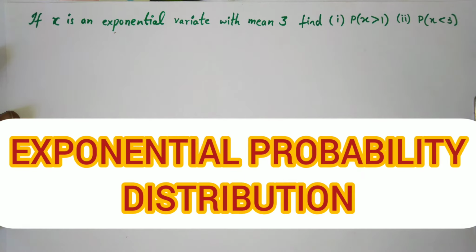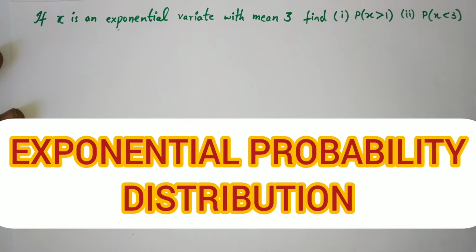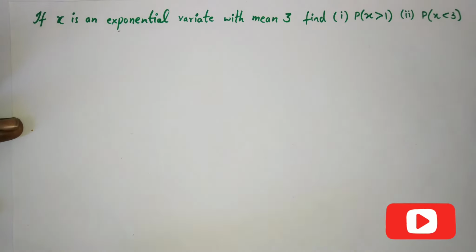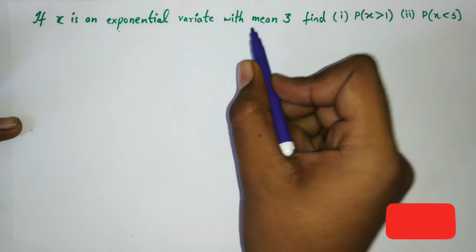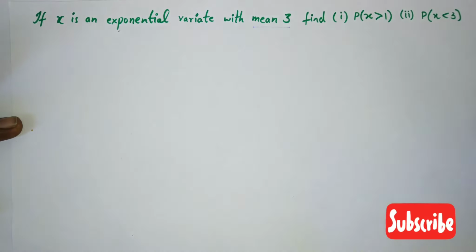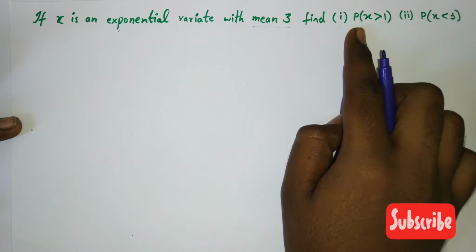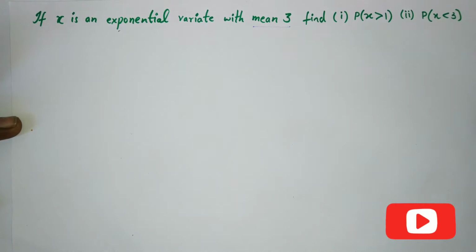Hello guys, in this video we'll be discussing the exponential probability distribution. First we'll take up one example. The example is: if x is an exponential variate with mean equal to 3, we have to find P of x greater than 1 and P of x less than 3.